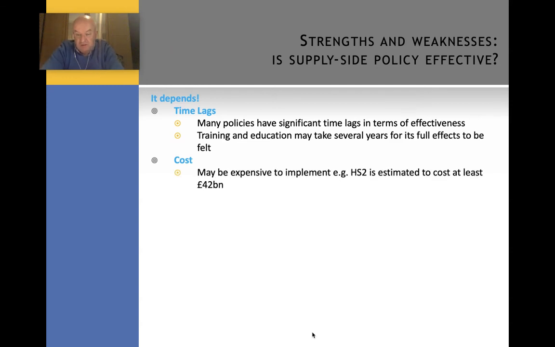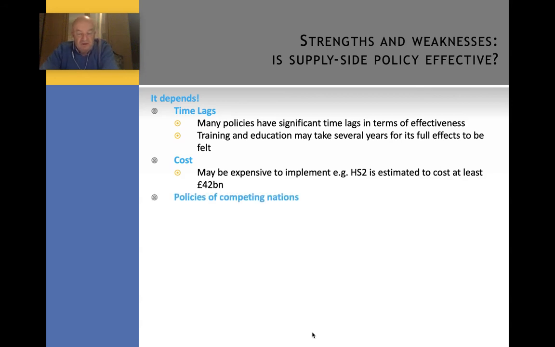If we take HS2 as an example, and I think this was actually produced some time ago, originally they thought the cost was going to be 42 billion. I think it's going to be nearly double that. And is the cost justifying the actual activity? In some cases, you might argue that spending the best part of 100 billion on a high-speed rail link, much as it gives lots and lots of benefits, maybe there are other things that the money could have been spent on, perhaps.